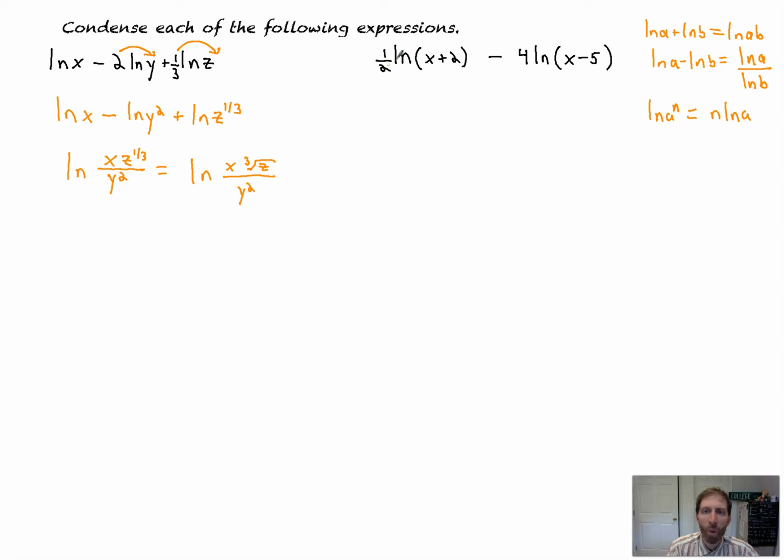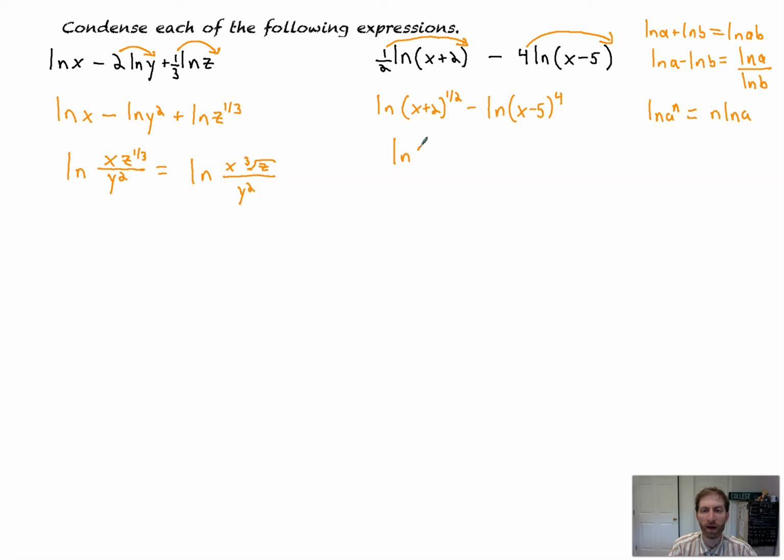Here we go. 1/2 ln x plus 2 minus all of that. We've got the exponents again to deal with. So I'm going to do ln of x plus 2 all raised to the 1/2. Nice. Minus ln of x minus 5 all to the 4th. Swinging the exponents up. That's right. Then we've got subtraction right here. So we're going to divide ln of stuff over ln of stuff. So that's ln of... Well, let's do it all in one fell swoop.